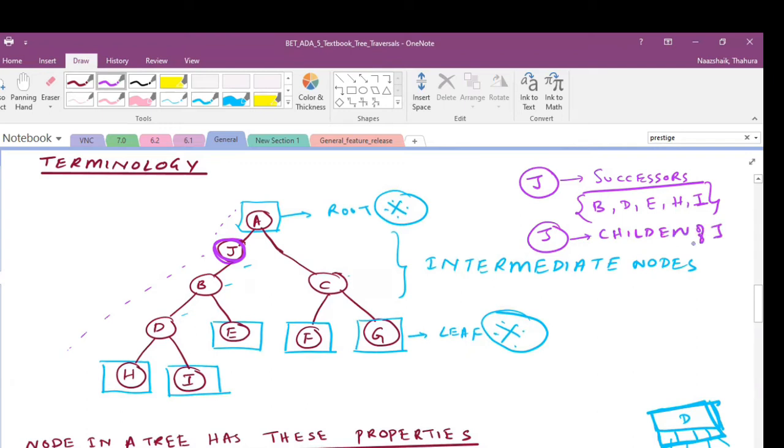And who is the child of J? Children of J, I'll put it that way. So who are all the children of J? Only B. Okay. So you need to read the question correctly and answer this. Similarly, I will take one more example.